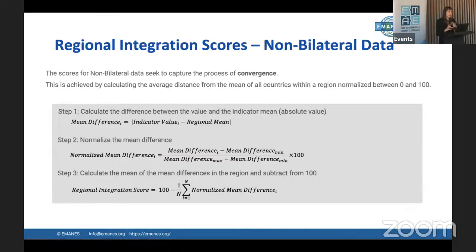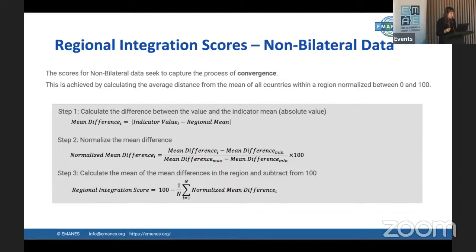So what I'm doing with the non-bilateral data, which is the part of the regional integration matrix that was in the original study, is applying it to the definition of regional integration as a process of convergence. And the way I do this is that I measure it using mean differences. This is a common way of looking at convergence within the literature, where you take all of your country values and you subtract the regional mean. And this again gives us the added benefit where each region is going to have different values.